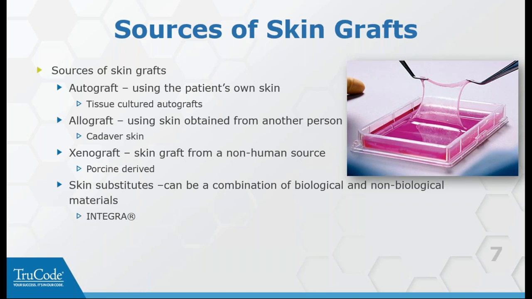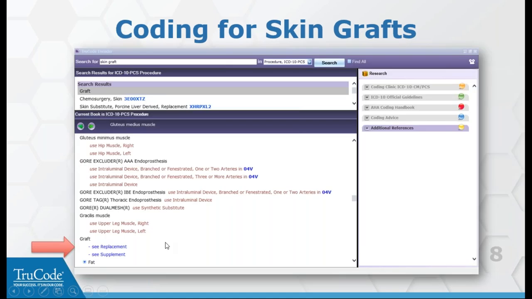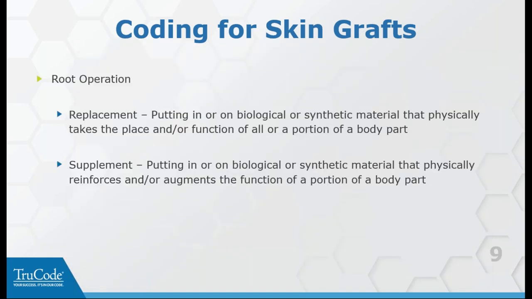So let's look a little bit closer at the device values. The autologous tissue substitute is going to include our autograft and then also our tissue cultured autograft. The non-autologous tissue is going to be the allograft, such as the cadaver skin, and xenografts that are derived from non-humans, such as the porcine. And then we have our biological derived material. An example of that was the Integra that came from the cow collagen. And then finally, we have the synthetic substitute. I had kind of a hard time finding an example of the synthetic substitute. Most of the products that I've seen were a mixture of both biologic and synthetic material.